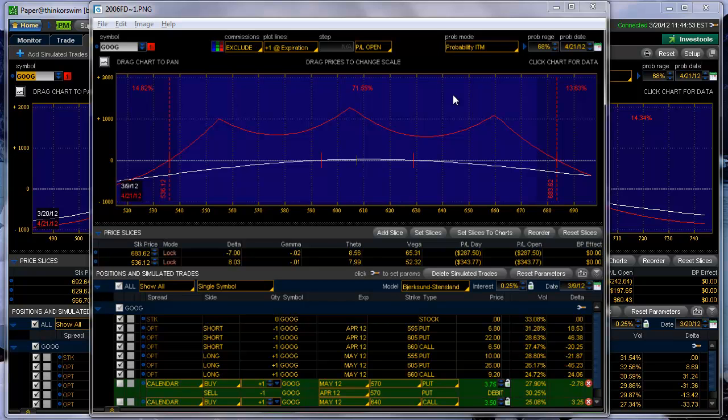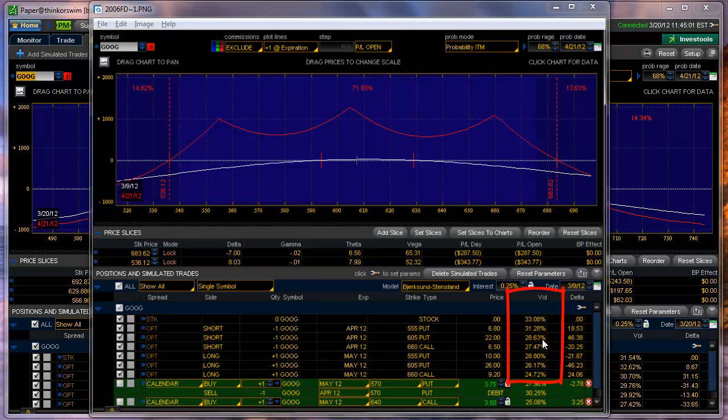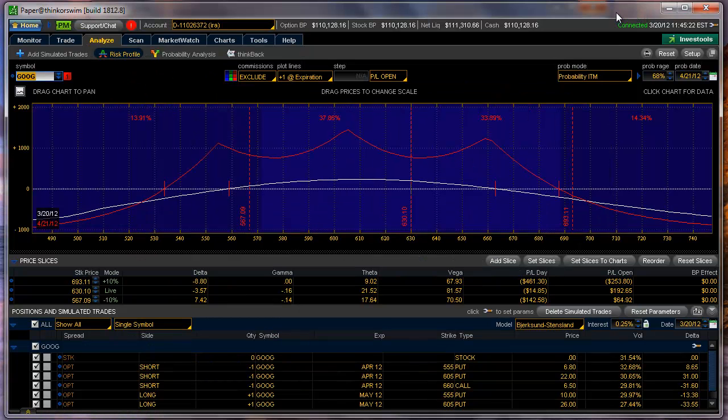The other thing I wanted you to note here is the implied volatility of each option, and note what it is. For instance, in the 555 it's 31 and 28 and 27 and 28 and 26 and 24 respectively. What you see in the background here is what it looks like today at this very moment, and you can see that it is currently up $197.